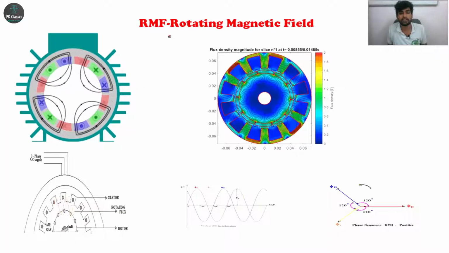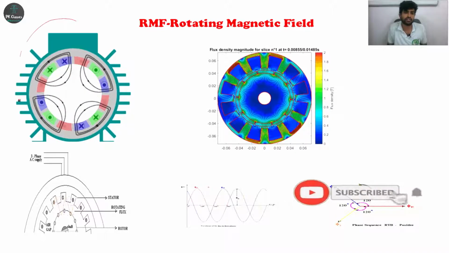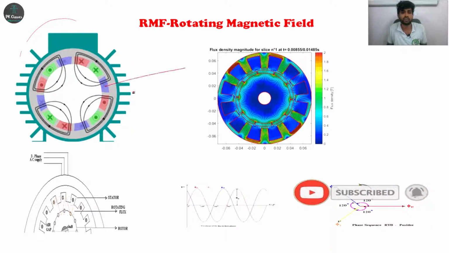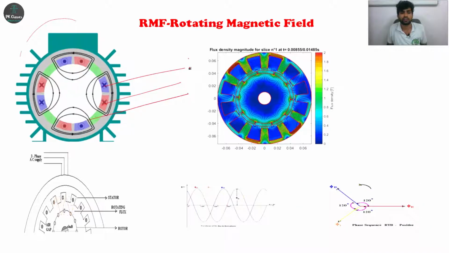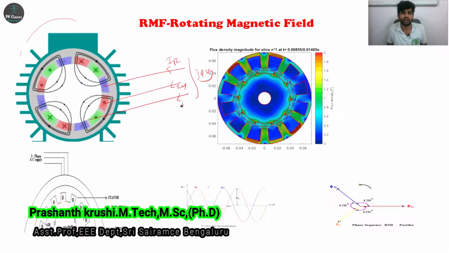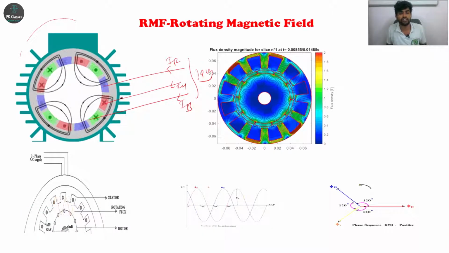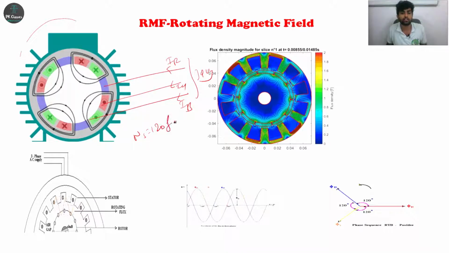Let us discuss the concept of rotating magnetic field, RMF, in a three-phase induction motor. Consider this is a three-phase induction motor. I'll be giving three-phase supply over here. Three-phase voltage. Due to voltage, current will flow through the coil: IR, IY, IB. If a coil carries a current, what happens? It induces a flux, right? That flux rotates at a speed of Ns is equal to 120 f by P.